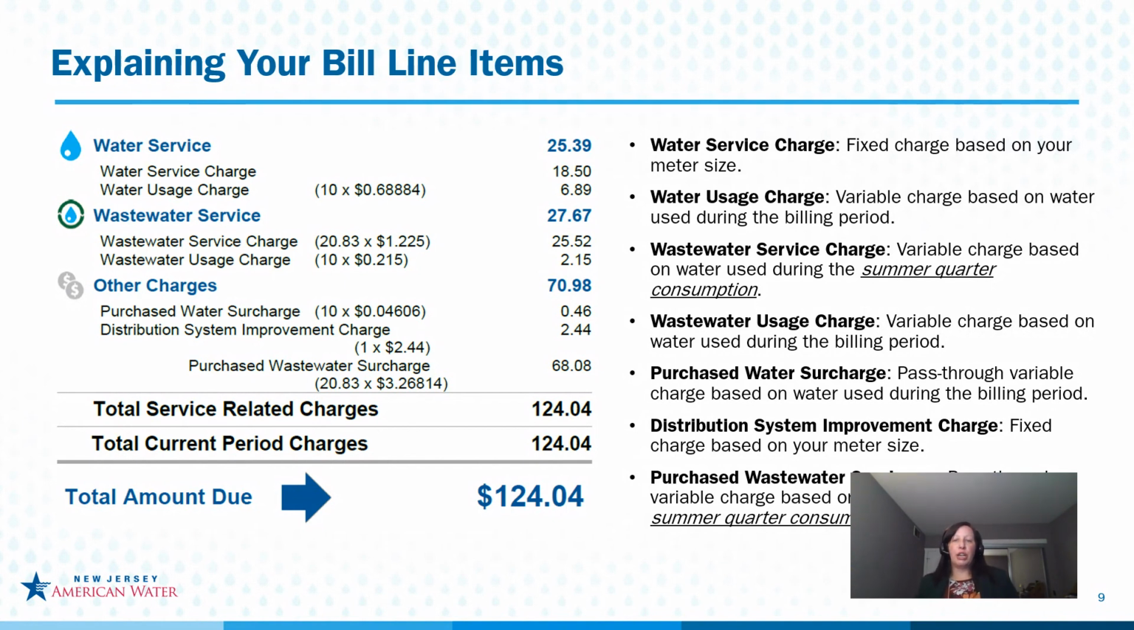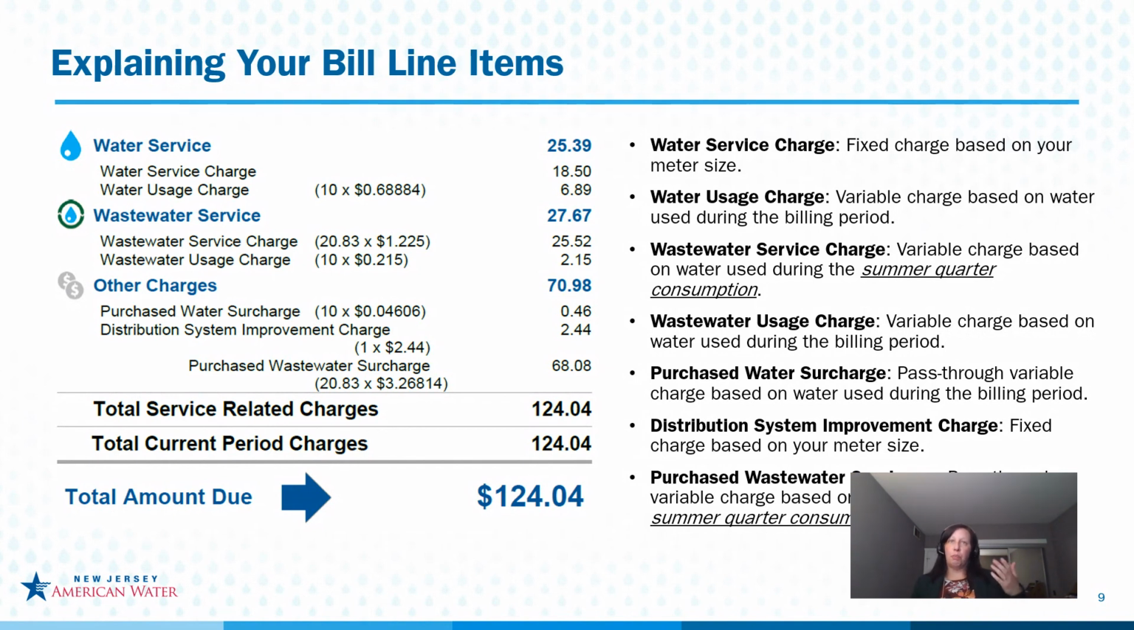So as you can see, each line item on your bill reflects either a fixed charge or a variable charge. If it's a variable charge, then it will be the water used during that specific period to determine that variable charge. So therefore, the customers do have a control over a portion of their bill. So each customer bill has a water service charge and a water usage charge. The water service charge is based on your meter size. This is what we refer to as a fixed revenue charge.